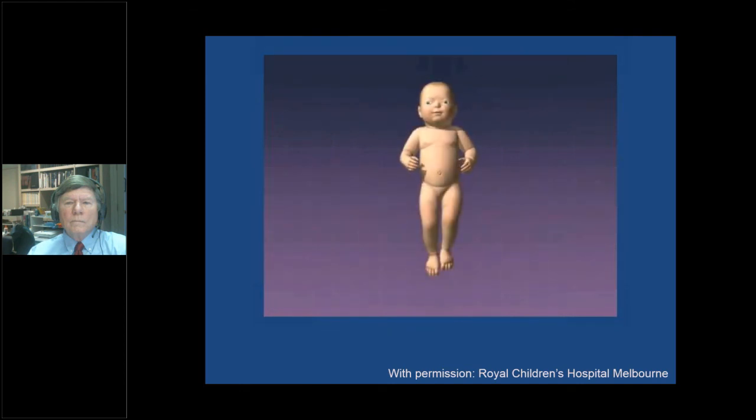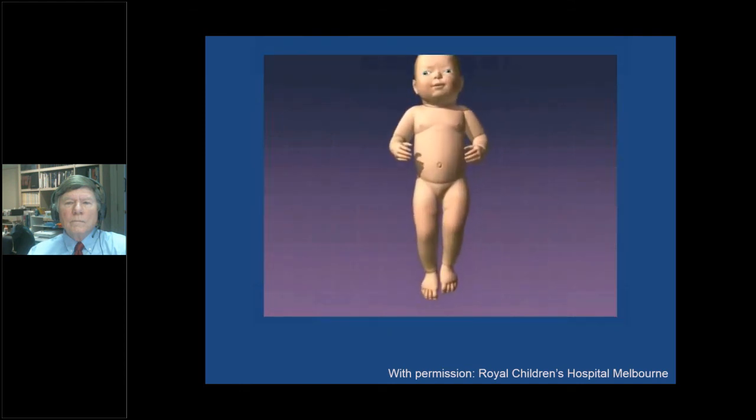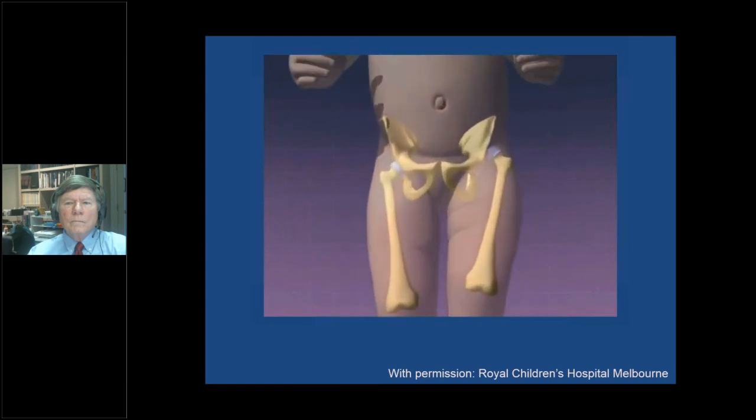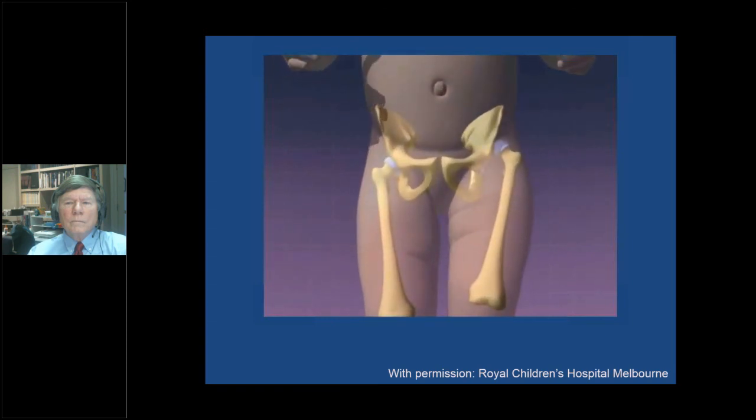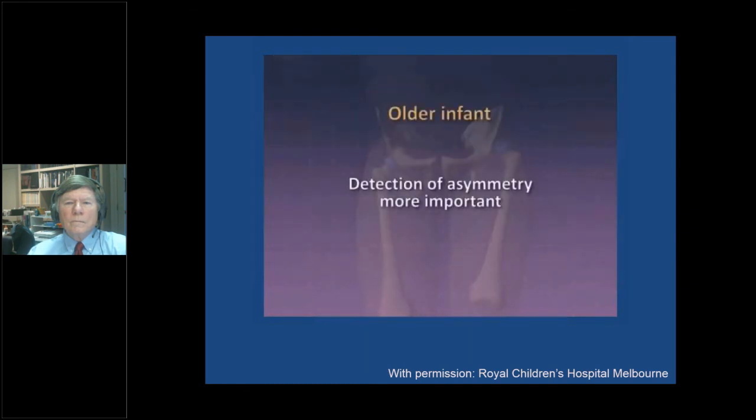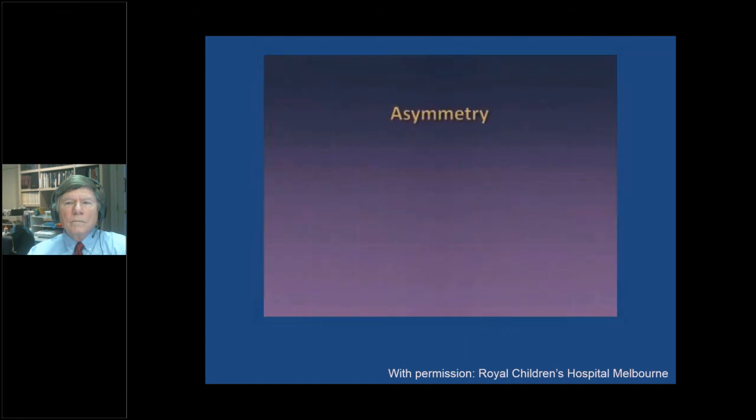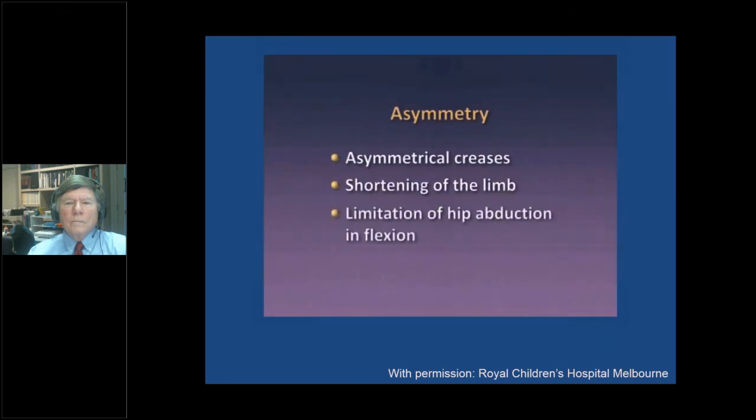The Barlow and Ortolani tests become less sensitive in the older infant due to the development of soft tissue contractures and the larger body size. At this older age, the detection of asymmetry is more important. Asymmetry may manifest itself in 3 ways: asymmetrical creases, shortening of the limb, and limitation of hip abduction in flexion.